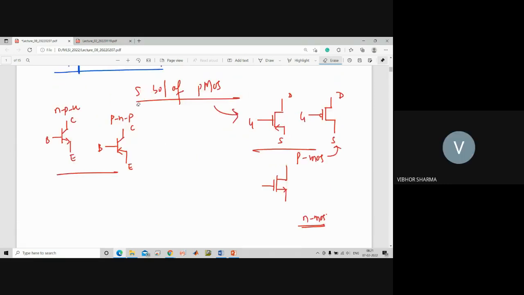Okay, forget about this, drain to source. I accidentally said gate. Please don't mind that.